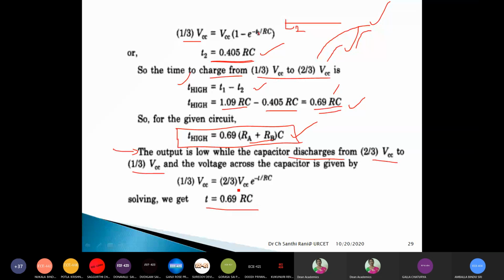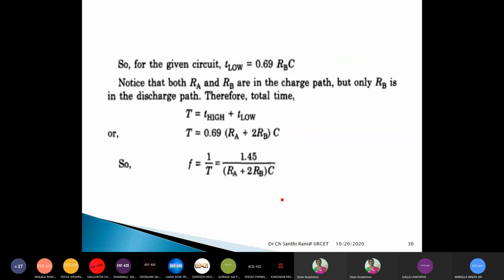So we will get t is equal to 0.69 times RC. So this t is nothing but t low. So t low is equal to 0.69 times RC. Now actually R is nothing but RA plus RB, I said. But now in this equation I am substituting only RB.